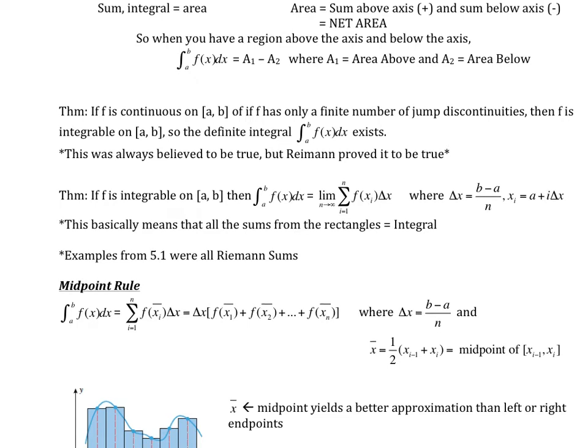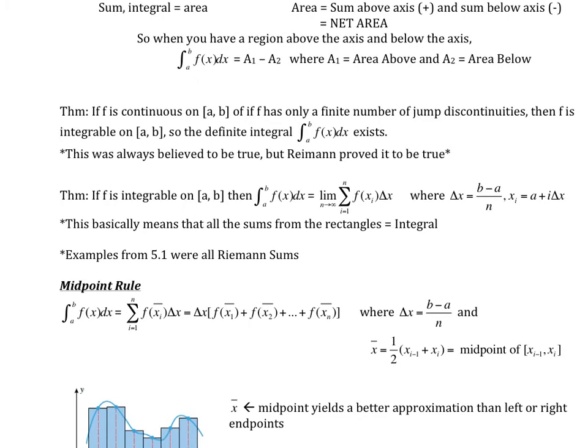And here's another theorem, and we'll talk about these theorems as we come across them. If f is integrable on [a, b], then the integral from a to b of f of x dx is equal to the limit of the sum, where delta x is b minus a over n. So this basically means that the sum of all the rectangles is the integral, which is what we just said. So what we did in 5-1, those previous examples, they're all Riemann sums.